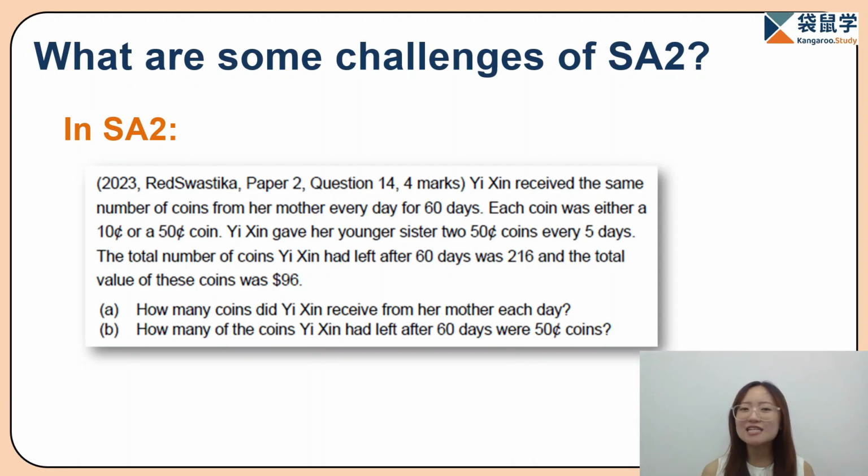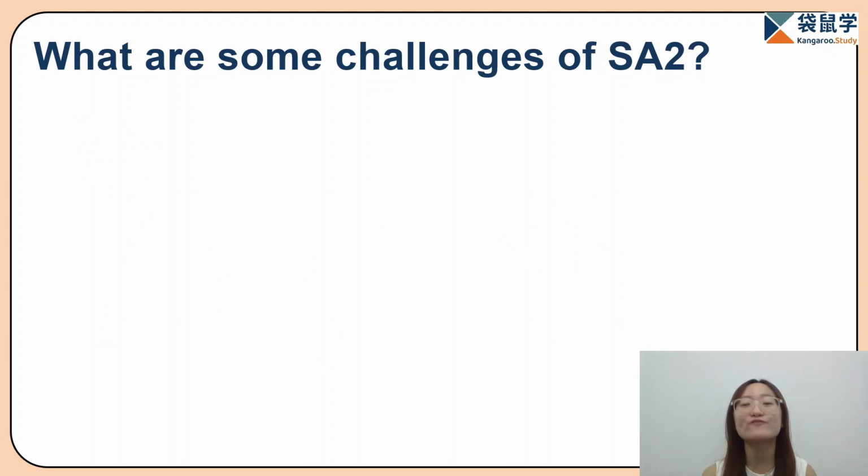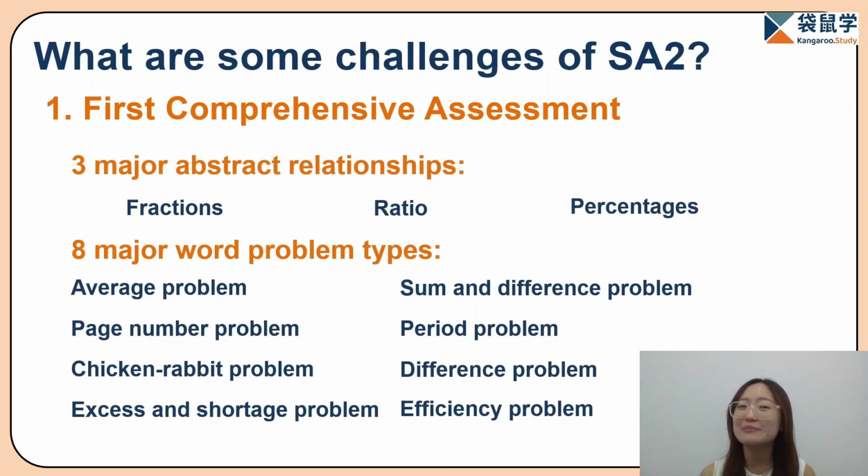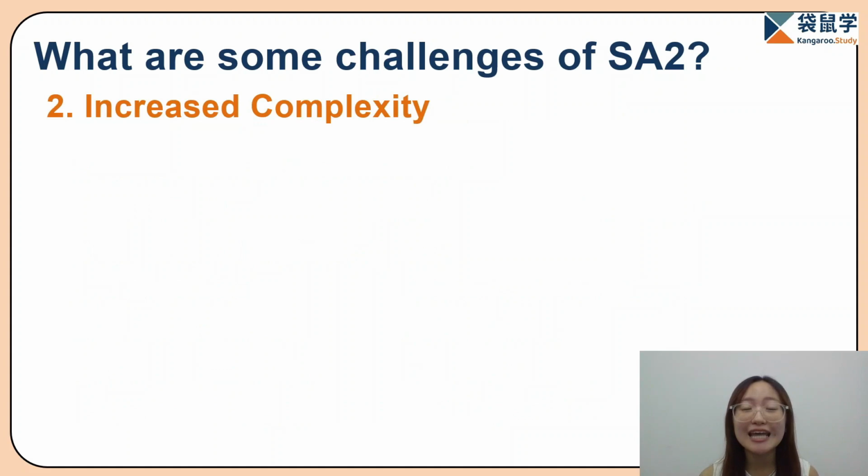So if students see this for the first time, they may think of the guess and check method, which can be quite time-consuming. So there is actually a faster method called the assumption and adjustment method, which can help students solve this question easily. So the challenge of SA2 here is actually that it is the first comprehensive assessment that includes the 3 major abstract relationships and 8 major word problem types. Not only this, there is also an increased difficulty in the questions.